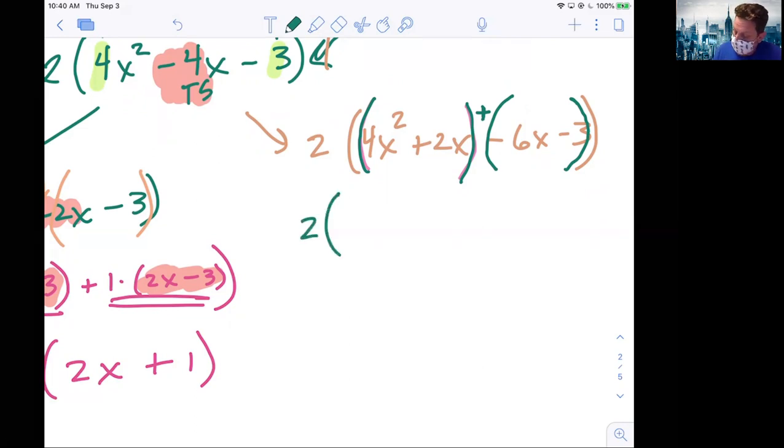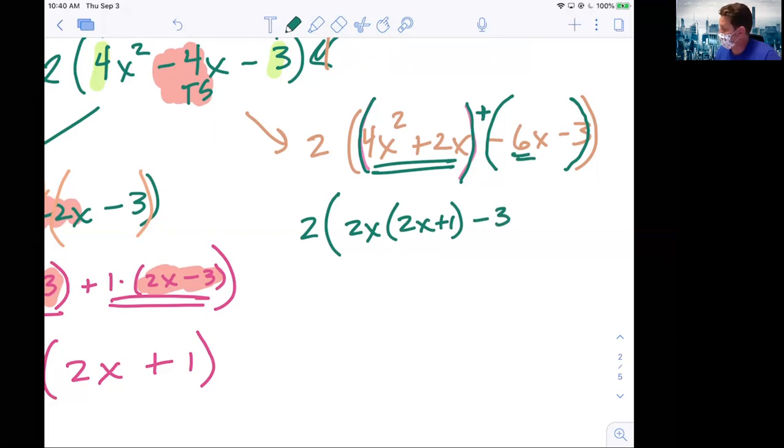Now look what we do. Same thing. Pull out a 2x, and you're left with 2x plus 1. And now we're going to factor out a -3. Remember, when your leading coefficient is negative, you always pull the negative sign out, and you're left with 2x plus 1.